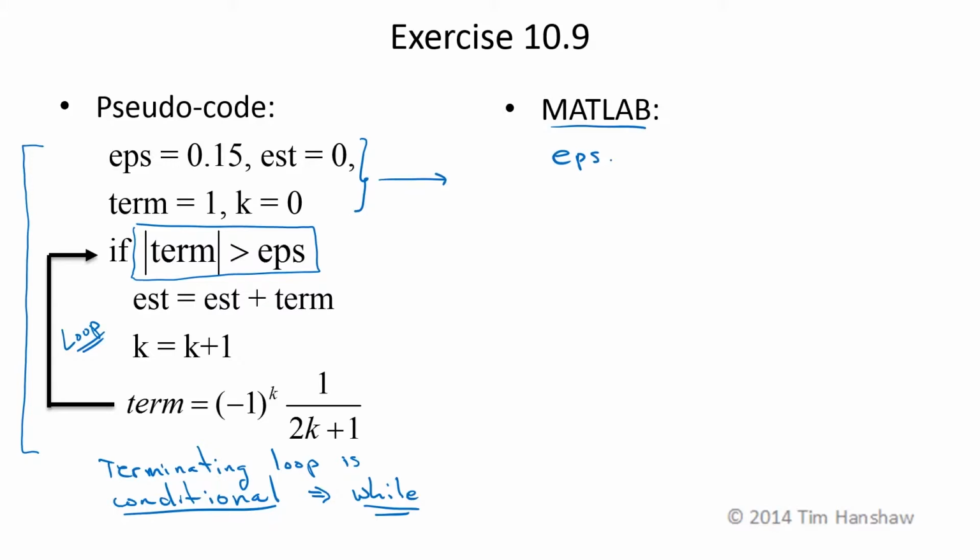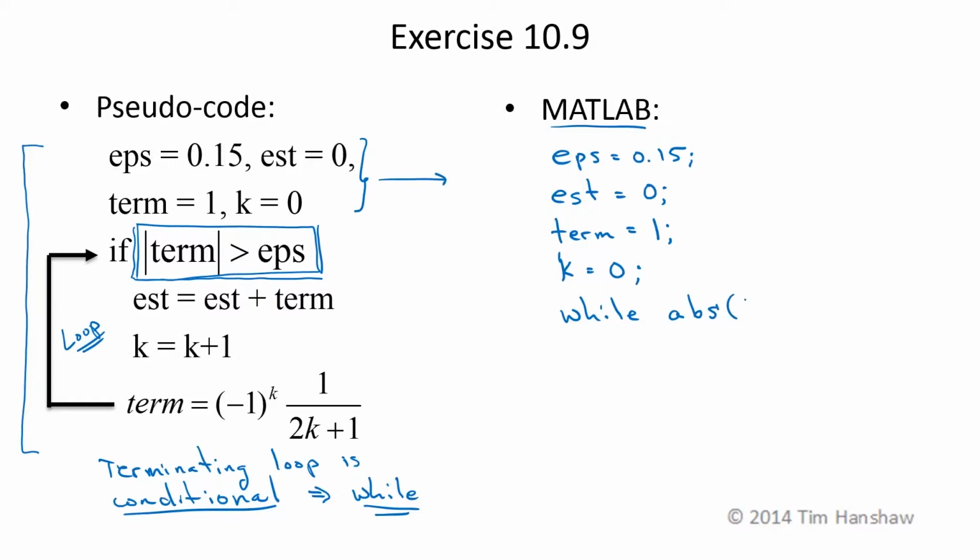So I'm going to set EPS equal to 0.15. In Matlab, I'll tend to follow that with a semicolon so I don't have to see it. EST is equal to 0. Term is equal to 1. And k gets initialized to 0. Now, if I use a while loop, my syntax is while, and this is what needs to be true to continue with the while loop. I have an absolute value on term. The Matlab command to do an absolute value is ABS.